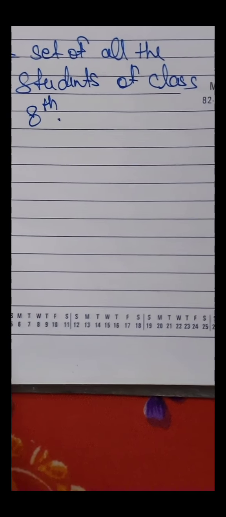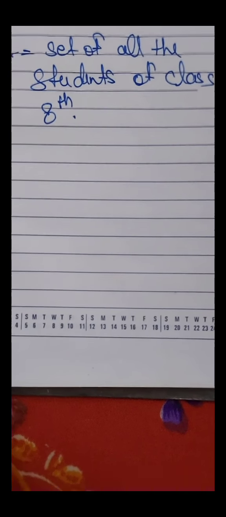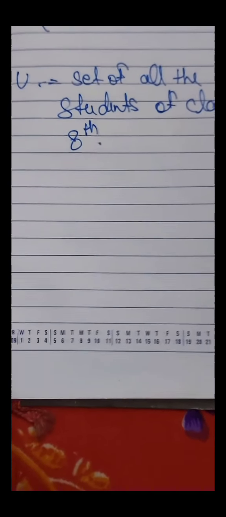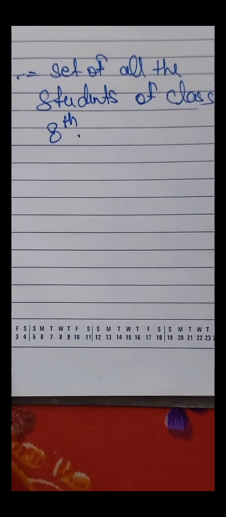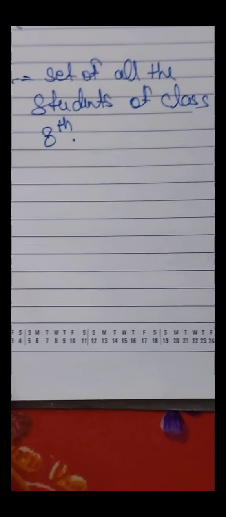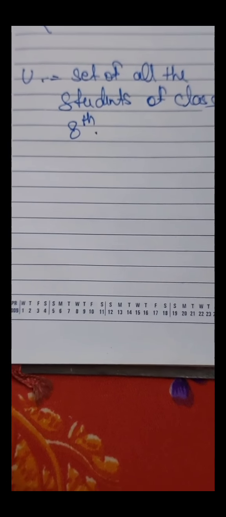Suppose we have the set of all even numbers, and another set, the set of all odd numbers. For both these sets, what is the universal set? That is the set of all natural numbers, because even numbers and odd numbers both belong to natural numbers.